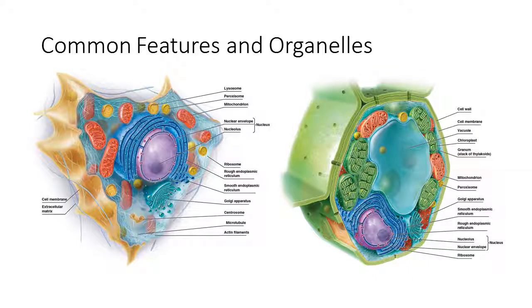Another thing you might notice are the chloroplasts. These are involved in making sugars and making oxygen. These are not found in animal cells, only found in plant cells, and that's what gives the plant cells their green color in leaves. And a third difference you might see is this big vacuole.